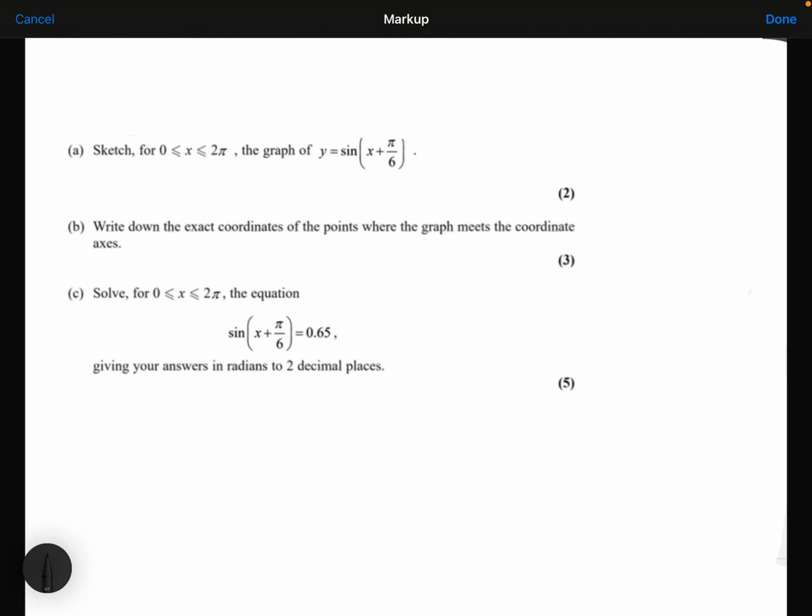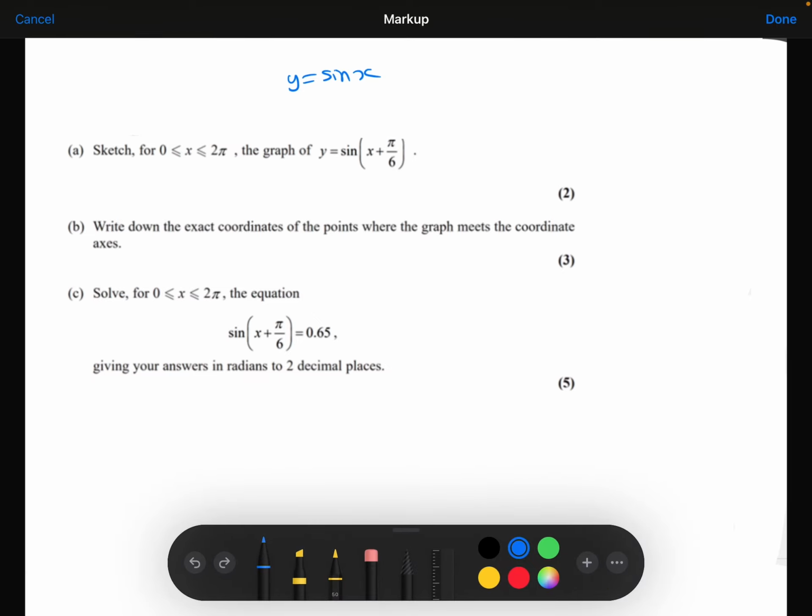Part A, sketch between 0 and 2 pi, the graph of y equals sine of x plus pi over 6. So the way I'm going to do this is to start off by drawing the graph y equals sine x, and then I will consider the pi over 6 in terms of a transformation. So let's just draw the regular sine graph first of all. We're obviously working in radians here.